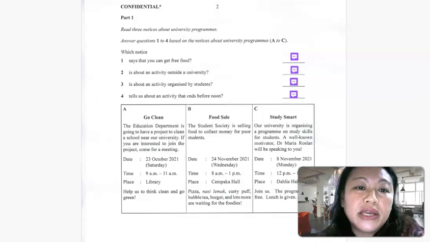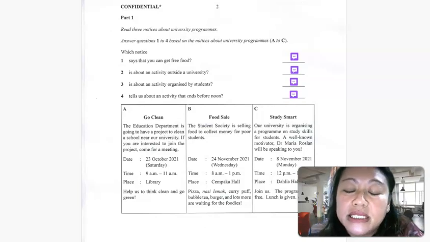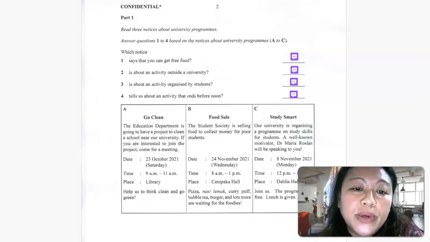Right, let's look at this part 1 section. It says here, read 3 notices about university programs. Answer questions 1 to 4 based on the notices about the university programs labeled A, B, and C. Now, which notice says that you can get free food? Which one is about an activity outside the university? Which one is about an activity organized by students? And which one tells us about an activity that ends before noon?